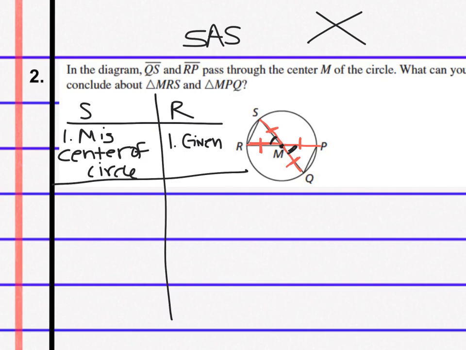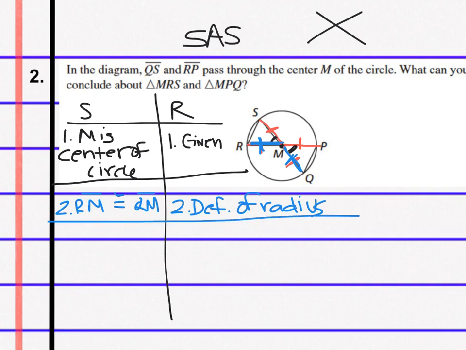We know that RM, I'm going to start with the top triangle, RM is congruent to QM. And how do I know that? That's basically the definition of a radius. They're both radiuses, or radii, so they're congruent. All right, so I did my sides. I'm going to put a little check right here.